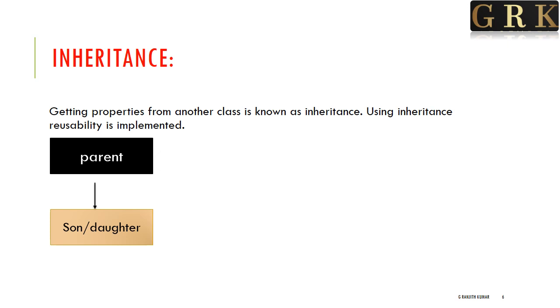The class which is giving properties we call a base class, parent class or super class. In this parent-child example, the parent always gives features to the child. That's why this parent class we call a base class, parent class or super class. Now the child is a class which is taking properties, so we call it a subclass, derived class or child class.